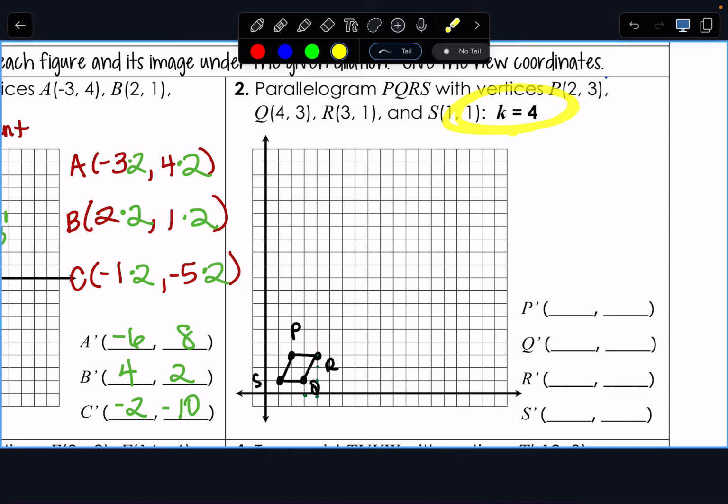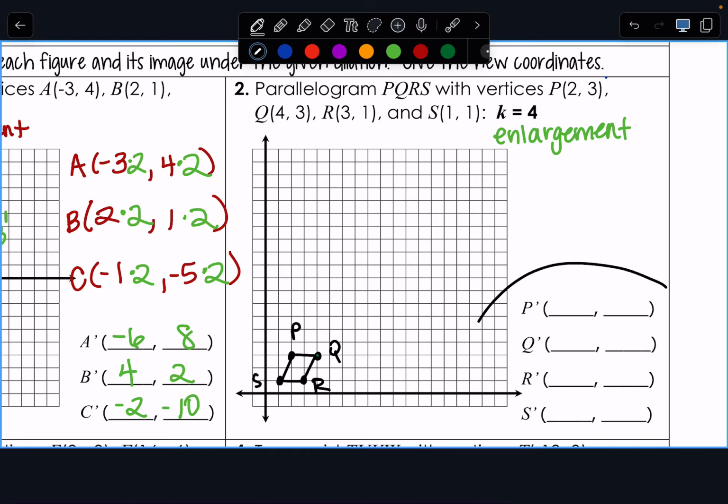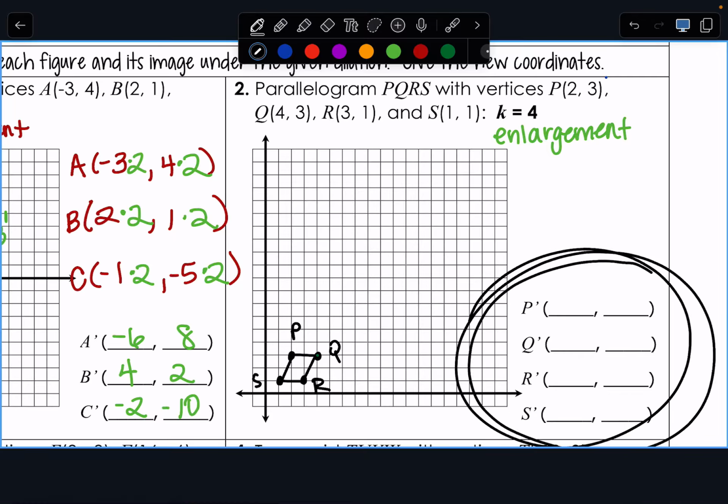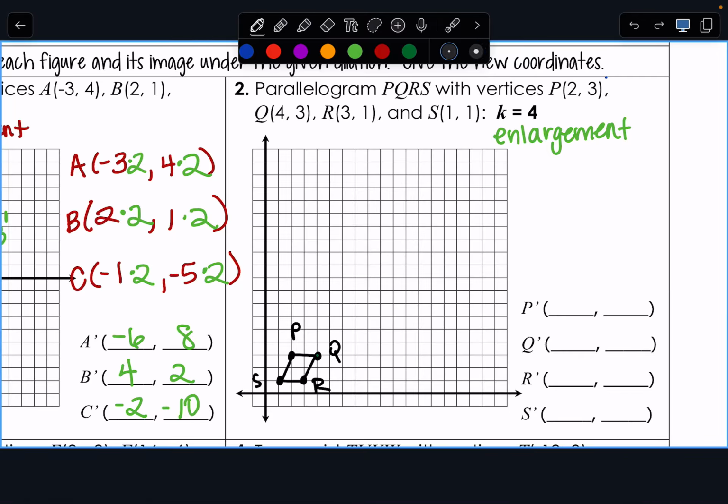K is 4. It's the little K and the big M right here. Okay, so this is what I want you to do. I would like you to find me these new coordinates. Don't plot them yet, though. Just find me the new coordinates. Ready, set, go.